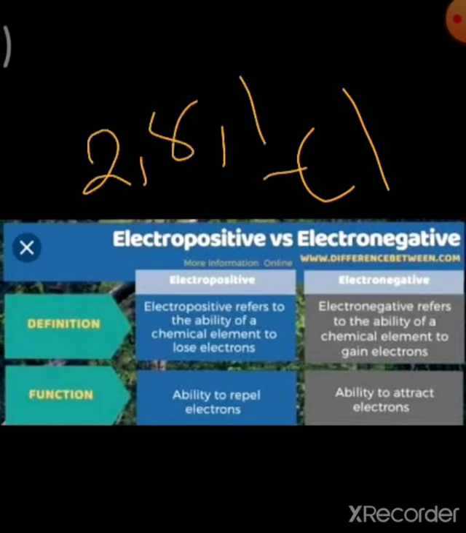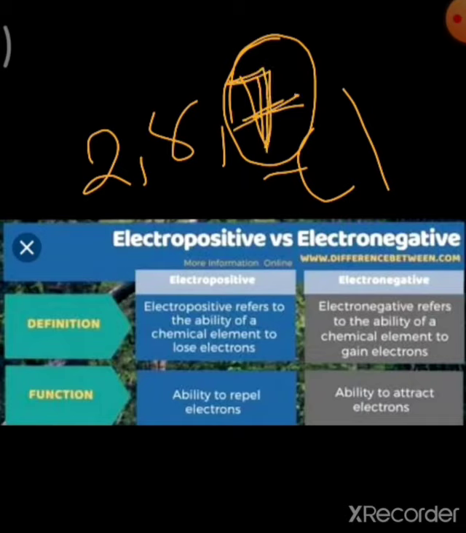Then what will be the electronegative example? We will take chlorine. The electronic configuration of chlorine is 2 8 7. So the outermost valence electrons are 7. Instead of losing 7 electrons, it will be easier to gain 1 electron. So it will gain 1 electron to complete its octet. That's why chlorine is an electronegative element and it has the electronegative valency.